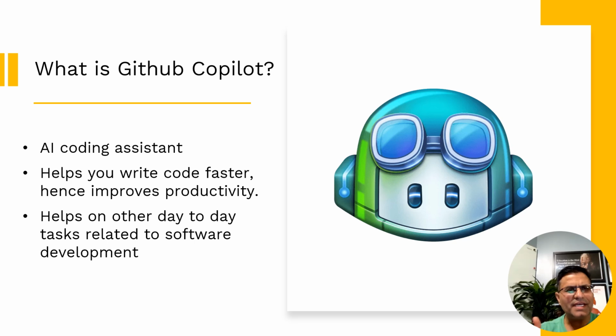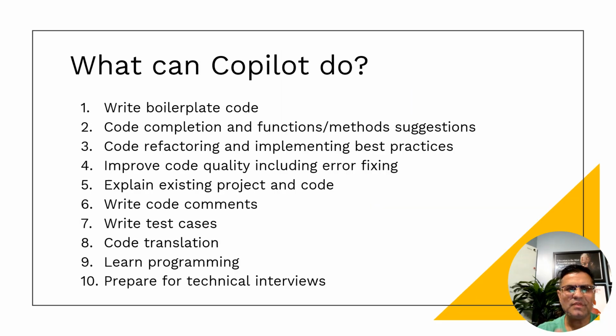Again, GitHub Copilot is an AI assistant. It helps you write code faster and hence improves productivity, obviously. What can Copilot do? It can write your boilerplate code. Literally, you can write an entire application almost without typing any code. It can write the entire code for you. It can help you complete code. It can help you write methods and functions. It can do code refactoring and also implement best practices. It can help find errors and fix errors for you in the code.